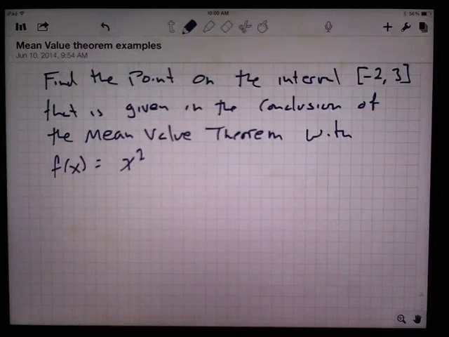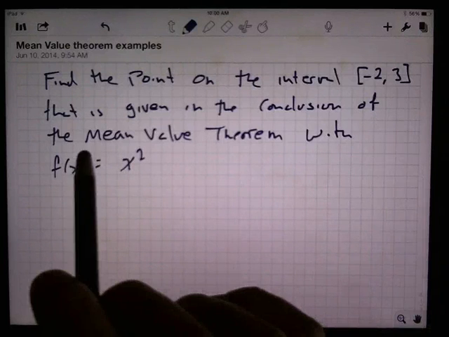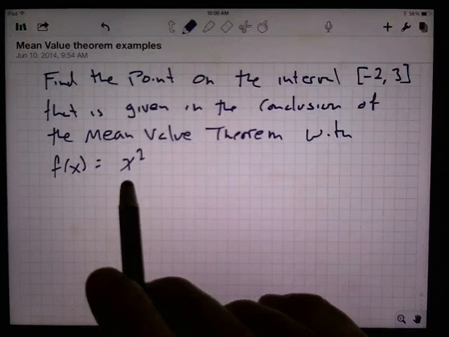All right, I want to look at a couple of examples of how we use the mean value theorem. The first one is a more concrete example, the other one is more theoretical, sort of a proof kind of thing. So here we go. The first one: find the point on the interval from -2 to 3 that is given in the conclusion of the mean value theorem, with the function being x squared.